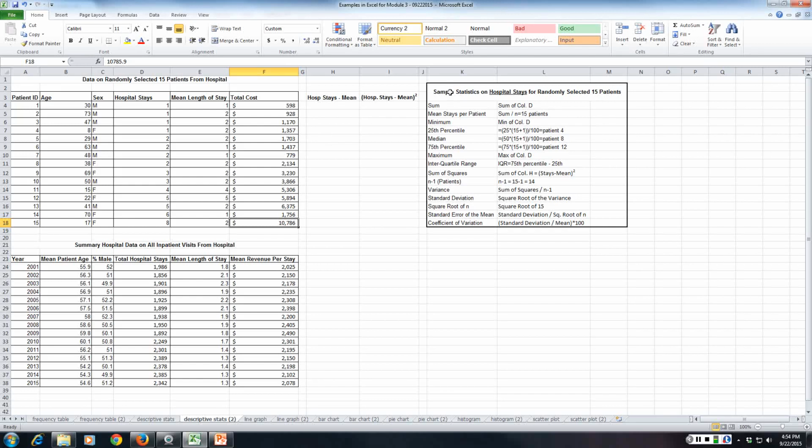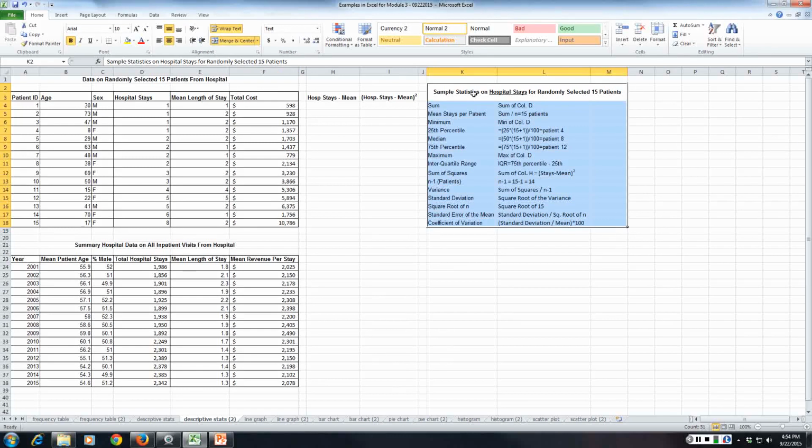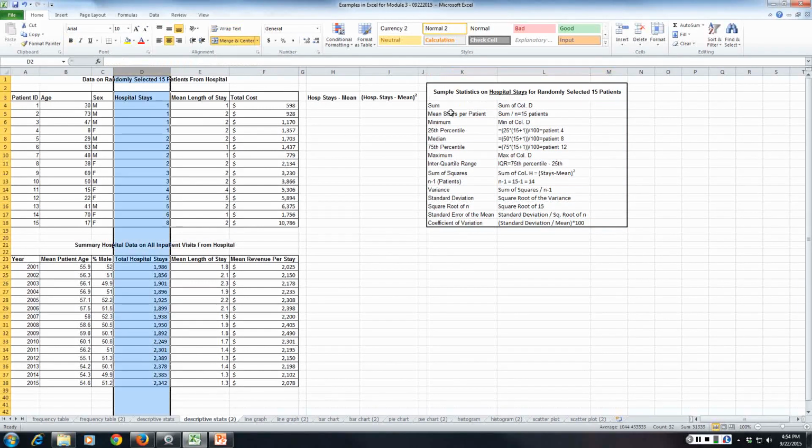So what I want us to do here is to calculate some of the sample statistics that I talked about during the lecture for numeric data. And we're going to calculate these on the hospital stays variable for these patients. So that's column D here. The first thing we want to do is just calculate the sum of total hospital stays across all our patients. This is the sum of column D.